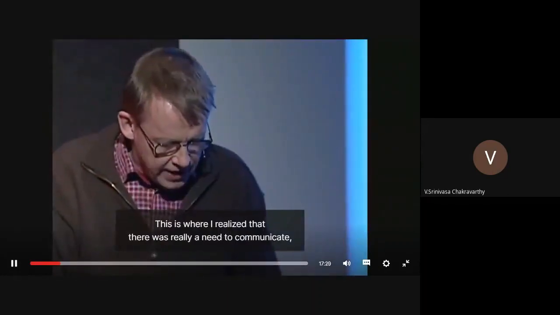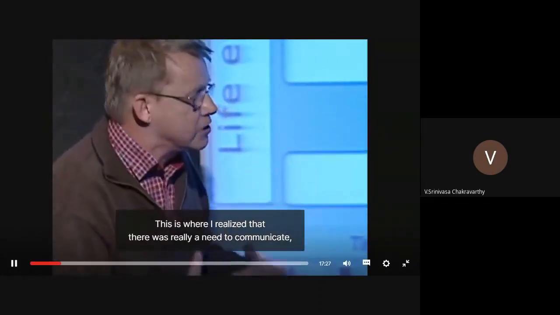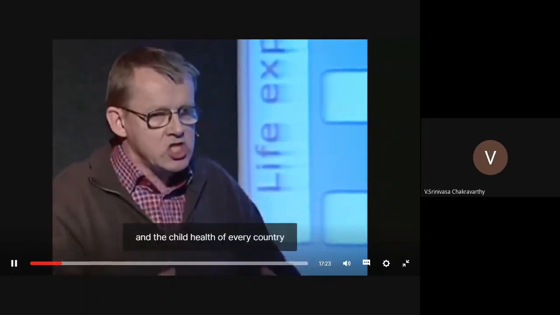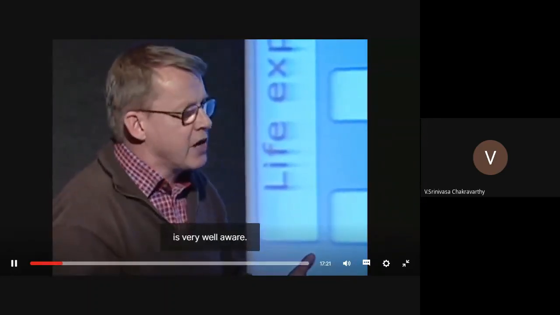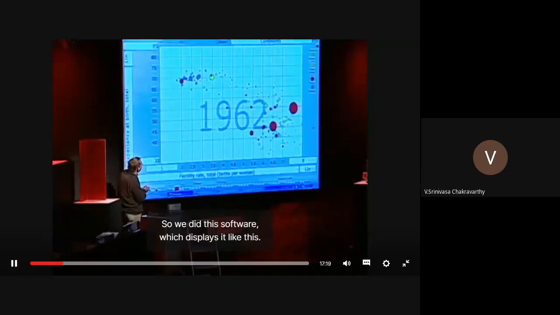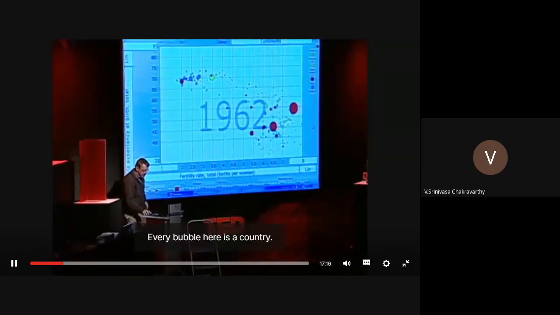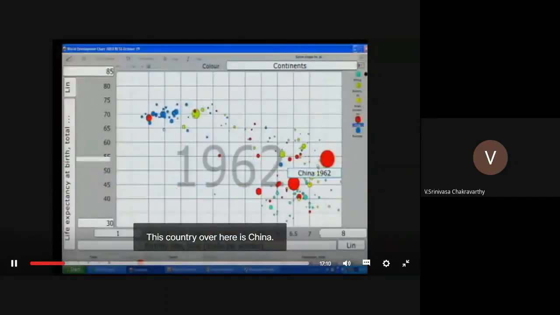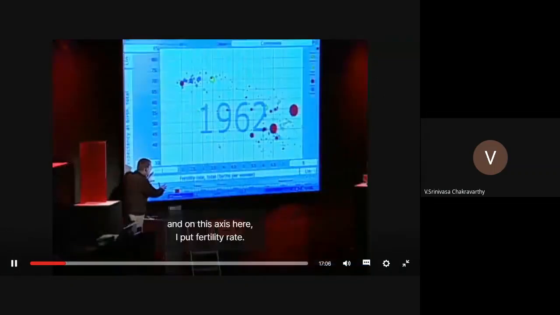So this is where I realized that there was really a need to communicate, because the data of what's happening in the world and the child health of every country is very well aware. So we did this software which displays it like this. Every bubble here is a country. This country over here is China. This is India. The size of the bubble is the population. And on this axis here, I put fertility rate.